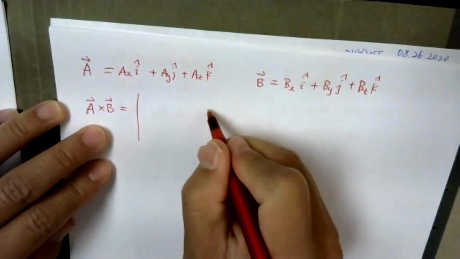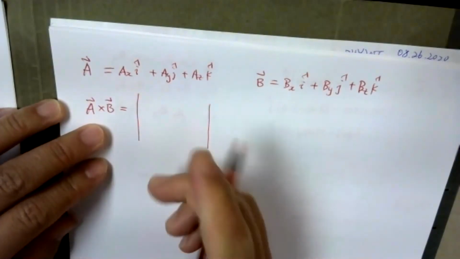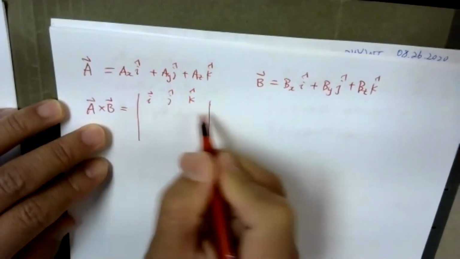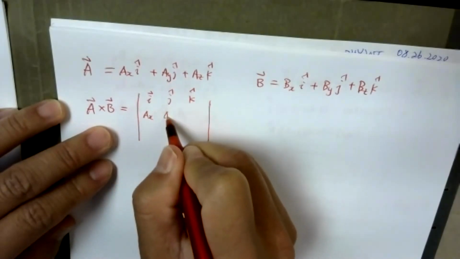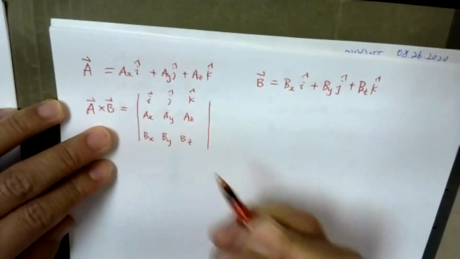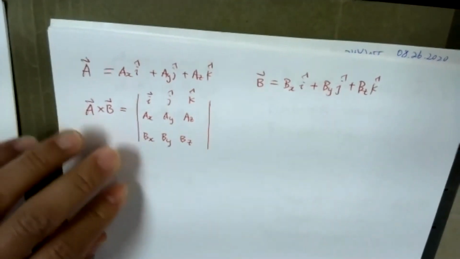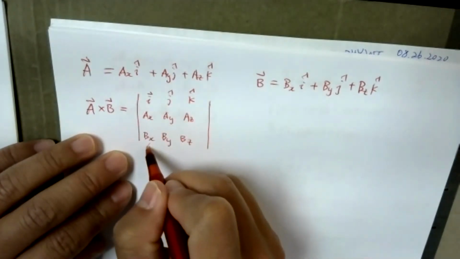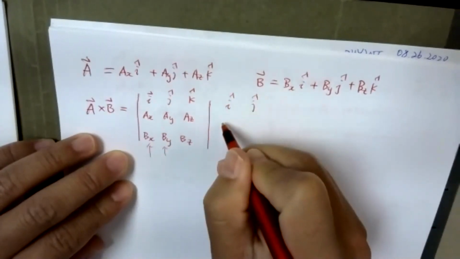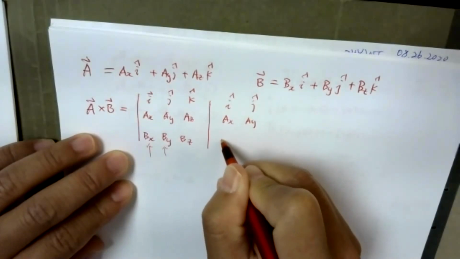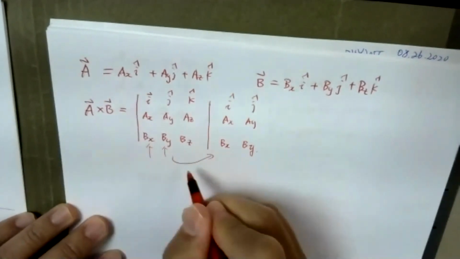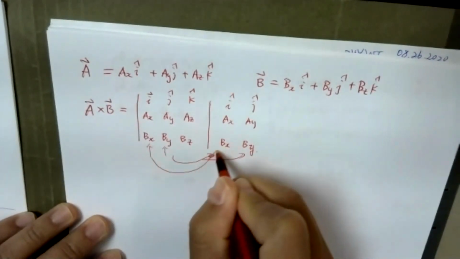Then the two lines mean we are doing the determinant of the matrix. Okay, so you set up the matrix as i, j, k on the first row. On the second row, you'll have Ax, Ay, Az. On the third row, you have Bx, By, Bz. Okay. There's one way to do this matrix: you copy these two columns over here next to this one. Okay, so i and j, copy them over, Ax, Ay, Bx, By, right? Just copy them over.